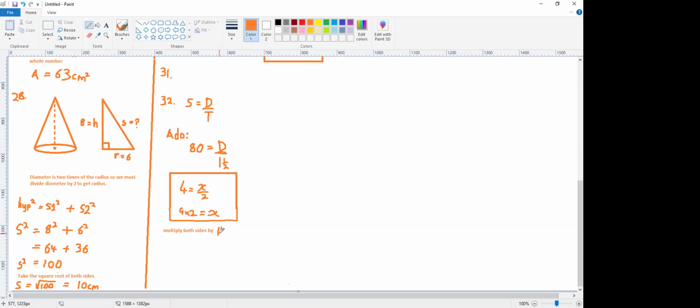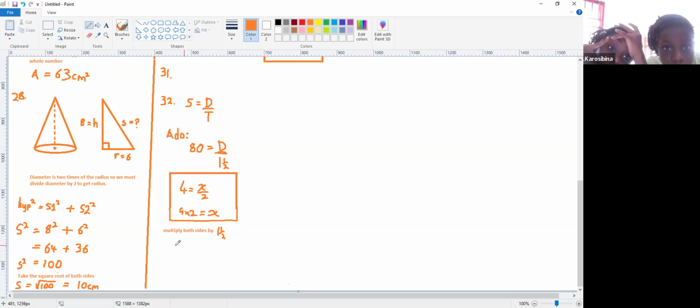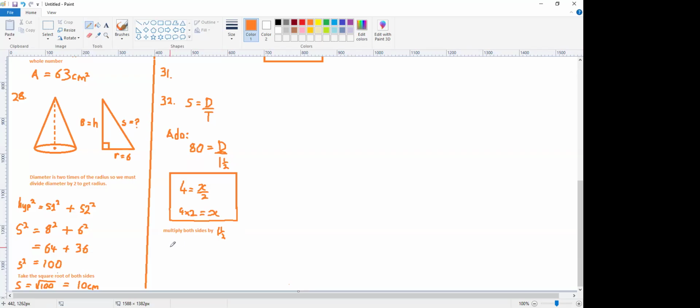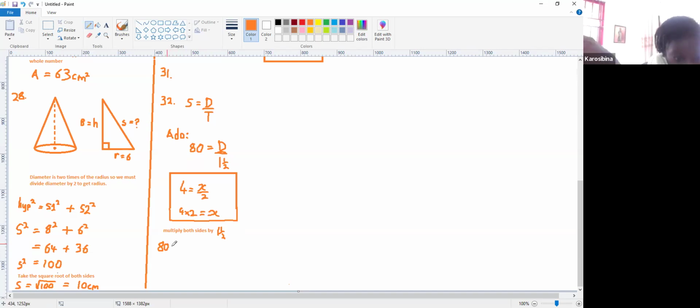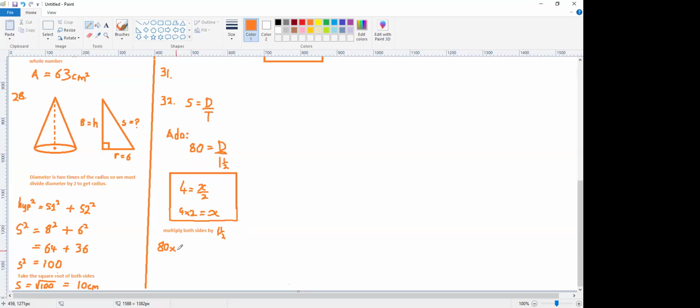You still multiply both sides by the remaining one and a half. No, it's 2. So let us do it now. You said it was 80 times 1.5, isn't it? Yes, now 1.5 is what? 3 over 2, isn't it?